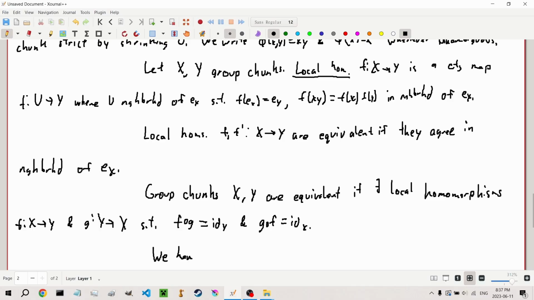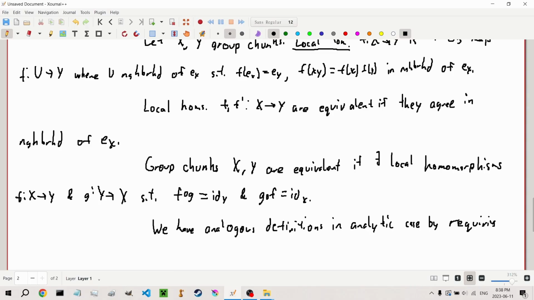And we have analogous definitions in the analytic case by requiring all spaces to be manifolds and all maps to be morphisms.